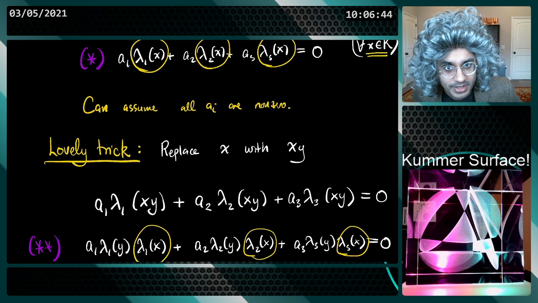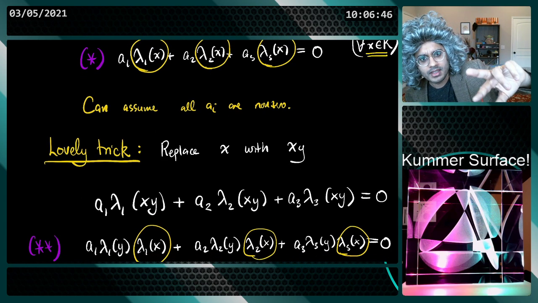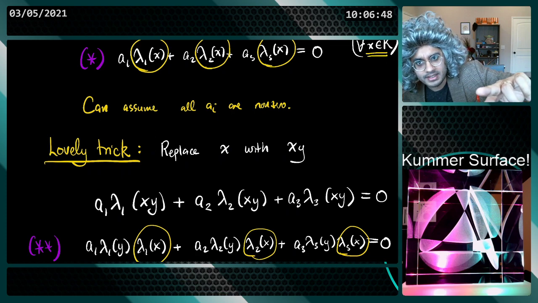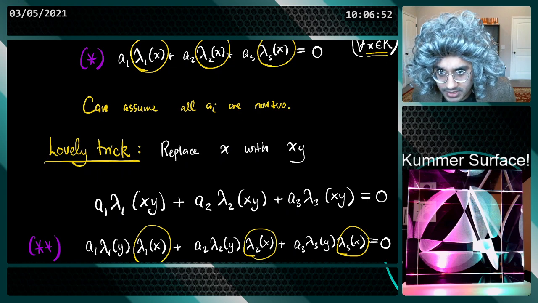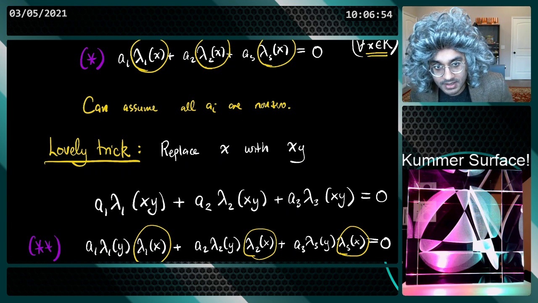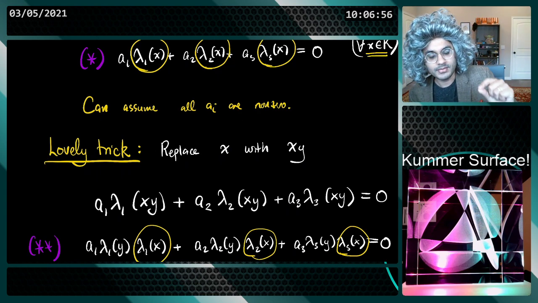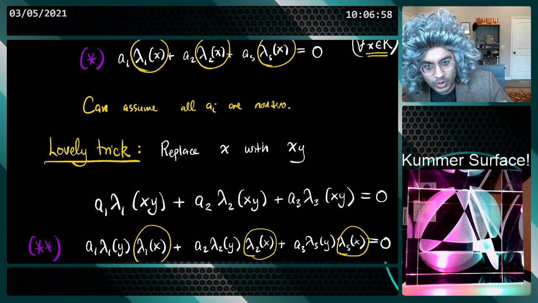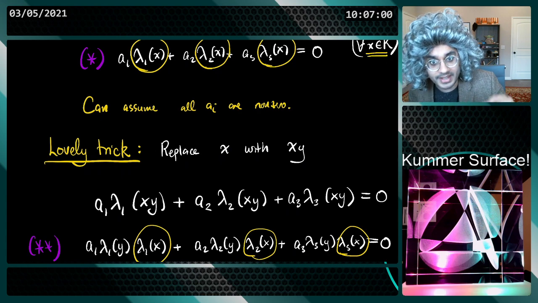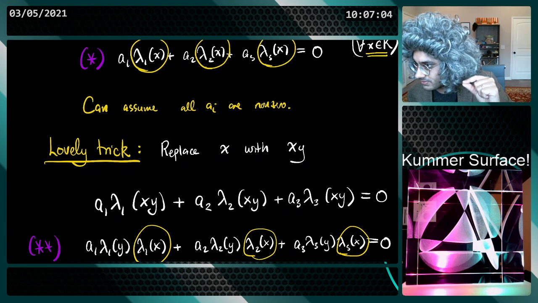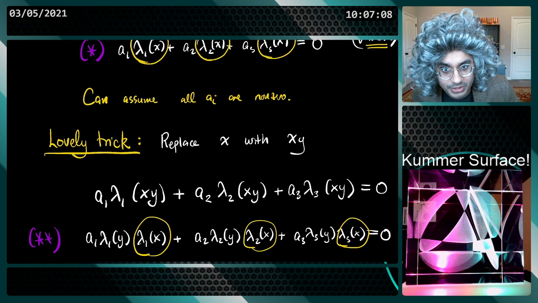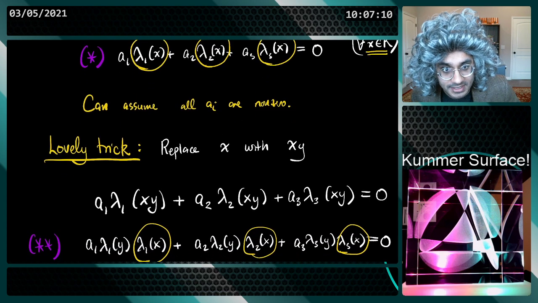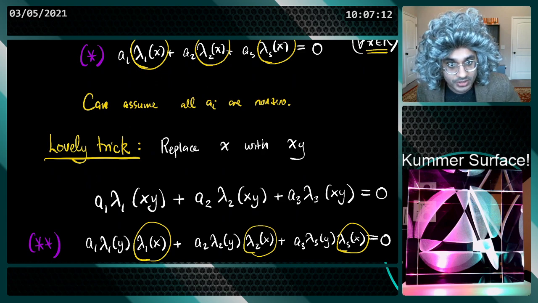Okay, and so now the claim is the only way you get both of these identities to hold is if lambda 1 of y equals lambda 2 of y equals lambda 3 of y. That's the ultimate claim here. So the only way you can get these two to be simultaneously 0 is when those things happen.